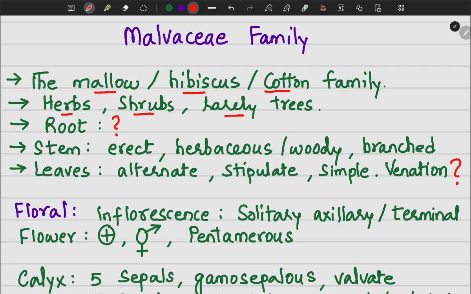Now the plants are usually dicots, so you can easily guess the type of root present in them. Alright, so write down in the comments what kind of root will be present in the Malvaceae family. If we talk about the stems, they are erect, herbaceous or woody, and branched. If we talk about leaves, they show alternate phyllotaxy. They are stipulate, simple, and you can also make a guess on the type of venation present since they are dicots, right? So write down the type of venation in the comment section below.